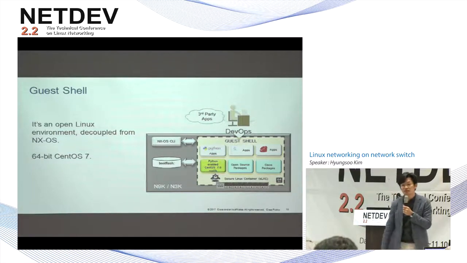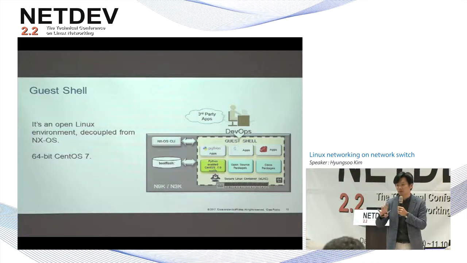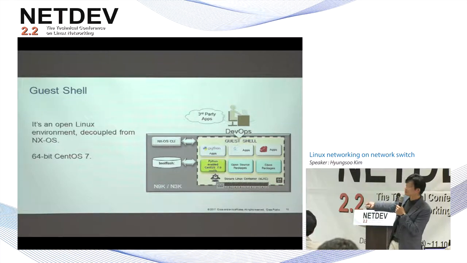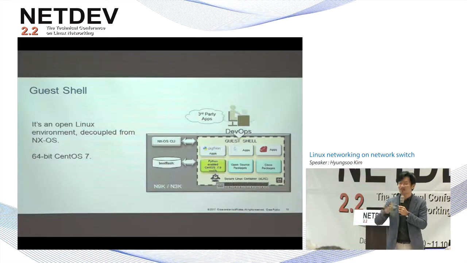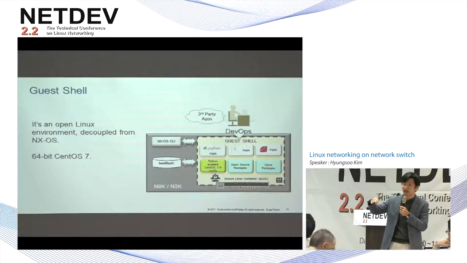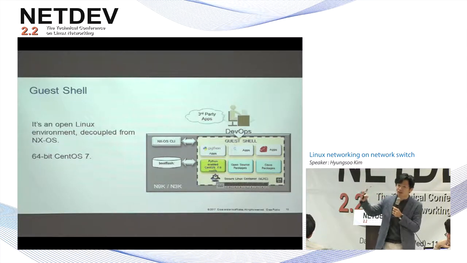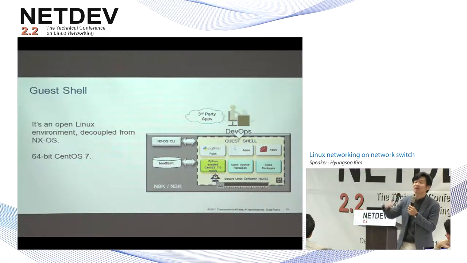But there are some limitations. The main purpose is data forwarding and switching. That is the main purpose of the switch. But a custom application may exploit the CPU power and other resources. Then some service may be interrupted by the guest shell. So we have limitations on CPU usage, memory and disk. By configuration there are limits on utilization in the guest shell.